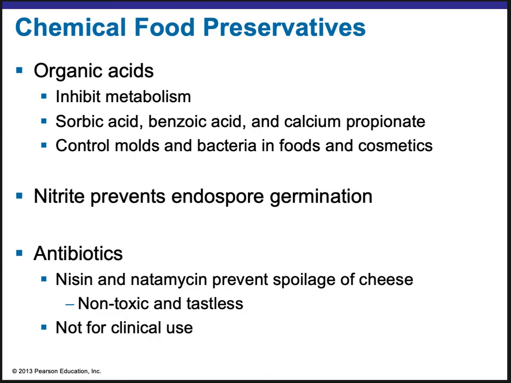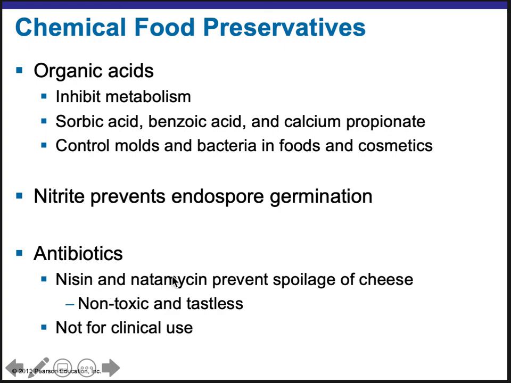These organic acids that I mentioned are good at controlling molds and bacteria, and you also can find them in cosmetics, although cosmetics also tend to have a lot of the metals, and so you might not necessarily see these acids, or you'll see them in even smaller amounts. Nitrate, we already saw, I think silver nitrate, but nitrate itself can prevent endospore germination. And then we have certain antibiotics that have been cleared as safe to use.